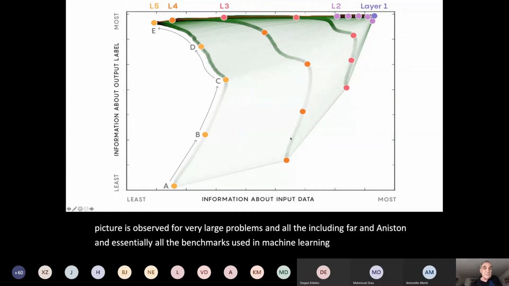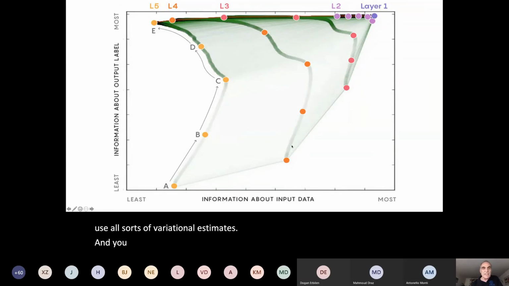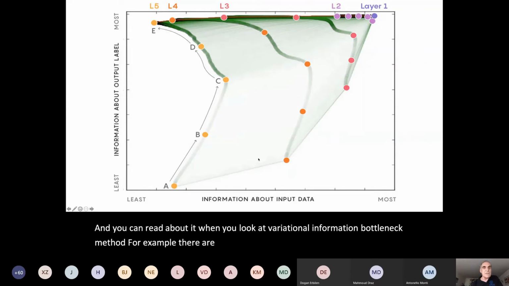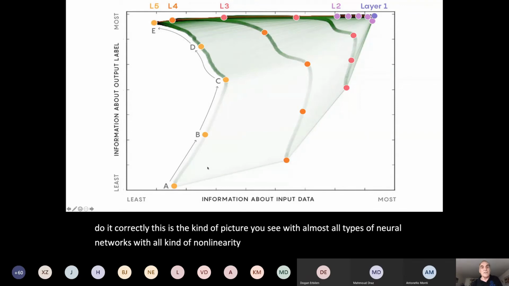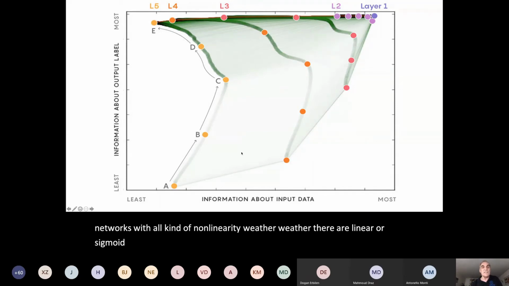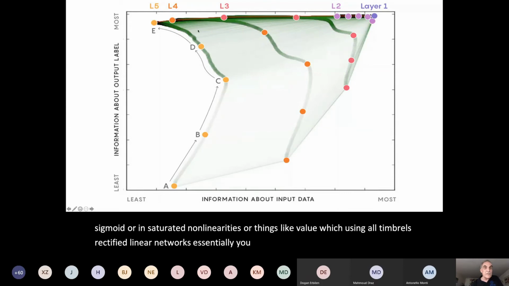But of course it's very difficult to measure information, so we use all sorts of variational estimates, and you can read about it when you look at the variational information bottleneck method, for example. There are various ways of estimating information, but if you do it correctly, this is the kind of picture you see with almost all types of neural networks, with all kinds of nonlinearity, whether they are linear or sigmoidal, I mean saturated nonlinearities, or things like ReLU, which we are using all the time, rectified linear networks. Essentially, you get this compression phase in all the cases unless you don't measure information correctly.